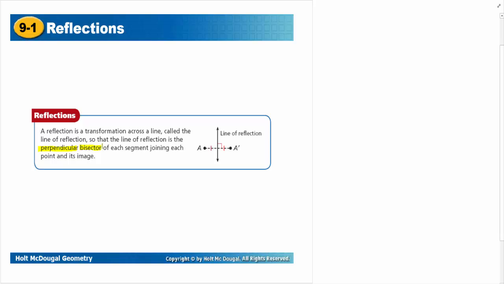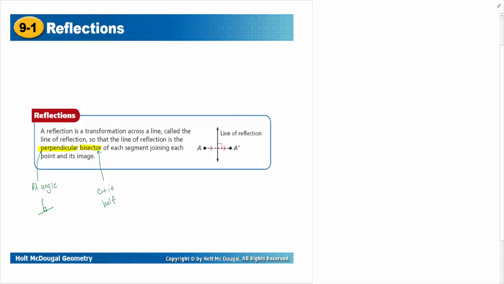But we have the line of reflection is the perpendicular bisector of each segment joining each point and its image. And perpendicular bisector, you have to understand what each word means so that you can break it down. Now, we've already talked about the word bisector, but perpendicular means that you're going to have a right angle. So that means that you're going to have one of those guys. And bisector, that means cut in half.